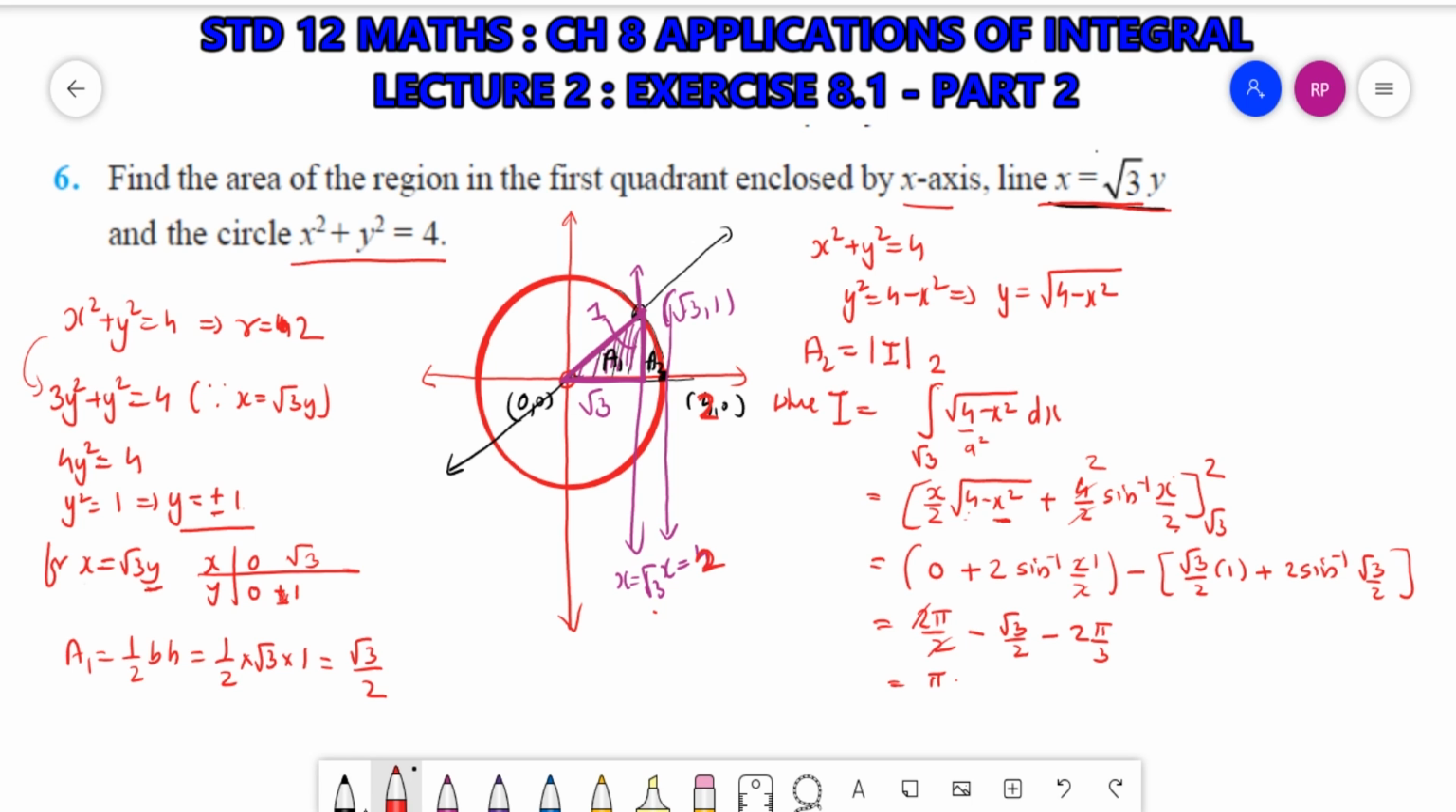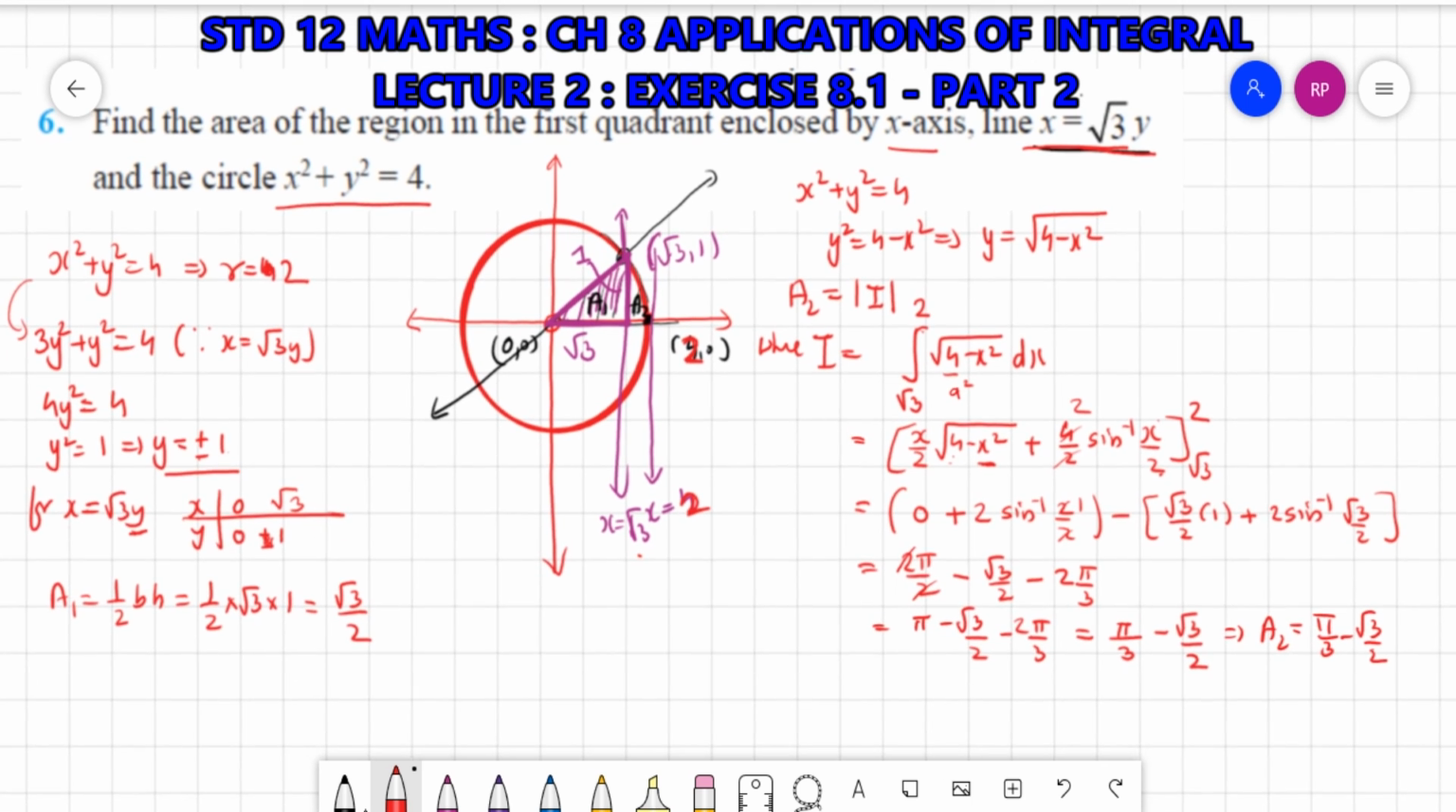So pi minus root 3 by 2 minus 2 pi by 3, which is equal to pi minus 2 pi by 3. LCM will be 3. So 3 pi minus 2 pi, that is pi by 3 minus root 3 by 2. Clear? So A2, that is modulus of I, and we know that pi by 3 will be greater. So pi by 3 minus root 3 by 2 will be positive. So this is equal to pi by 3 minus root 3 by 2.